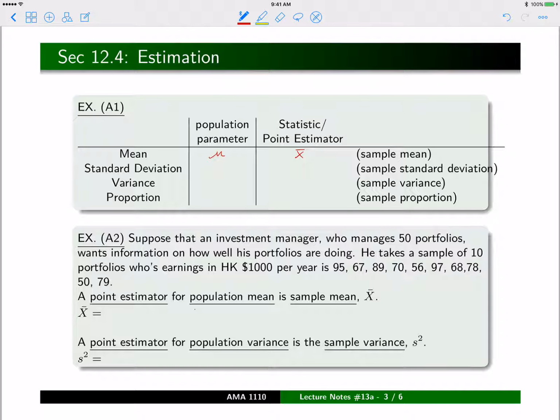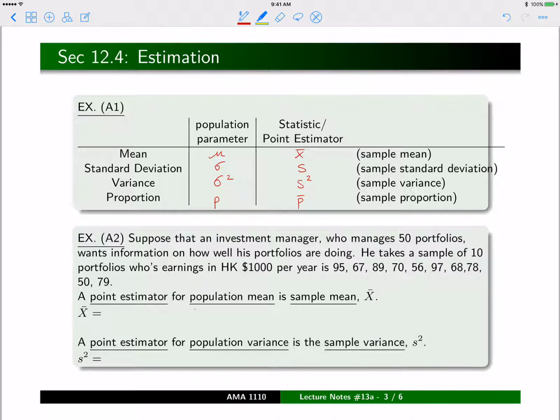If we want to estimate the population standard deviation, we compute the sample standard deviation. If we want to estimate the population variance, sigma squared, then we compute the sample variance. If we want to estimate the population proportion p, we estimate it by computing the sample proportion.